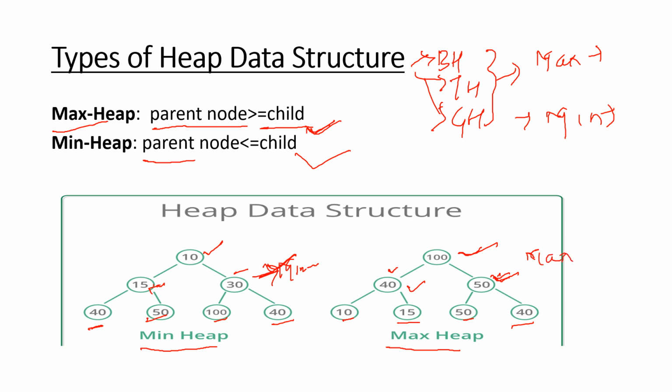Sometimes, while performing insertion, suppose I am going to insert an element here, in this min heap. Now if I insert 4 in this already given tree, tell me, is it following the property of the min heap? No, it's not following the property of the min heap.